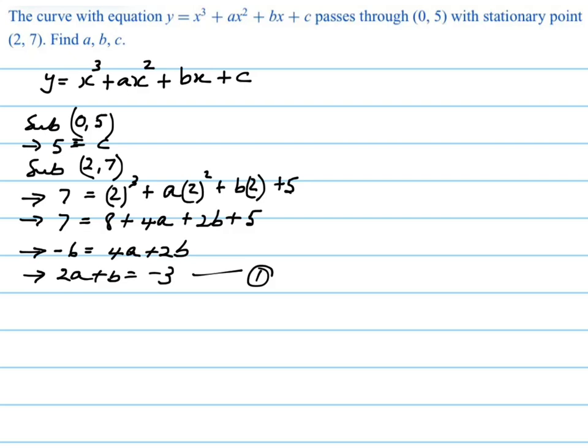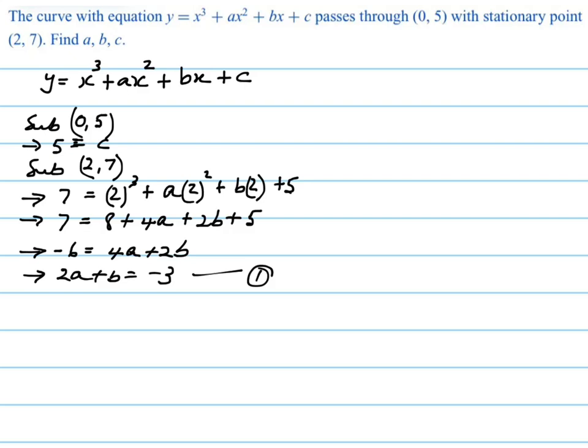As I said earlier, we've now made a lot of progress. We've got c sorted out. We've got an equation in a and b, the remaining two variables. But I've got to use another clue somewhere. And the information that I have not used in that question is about the stationary point.